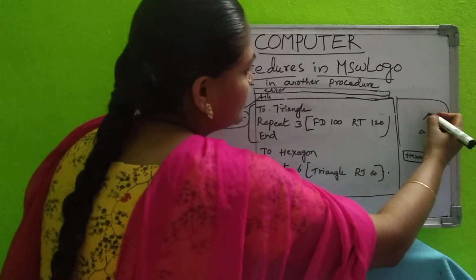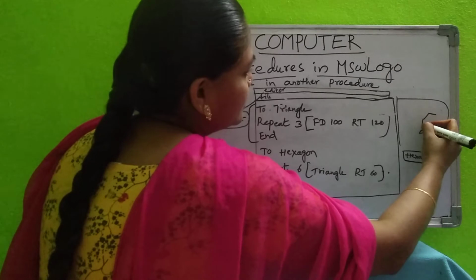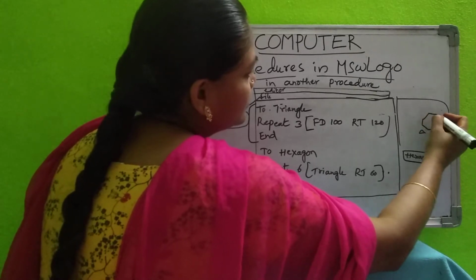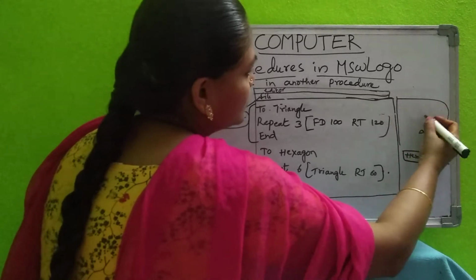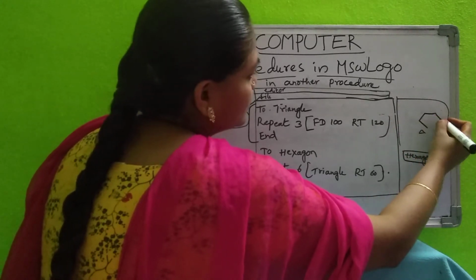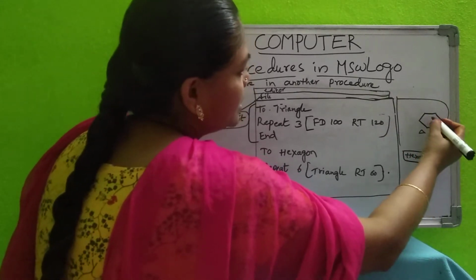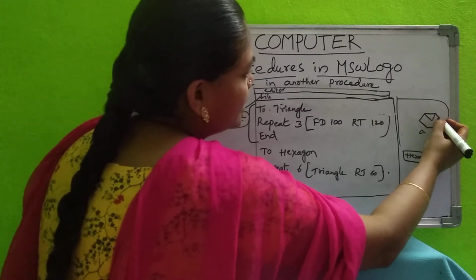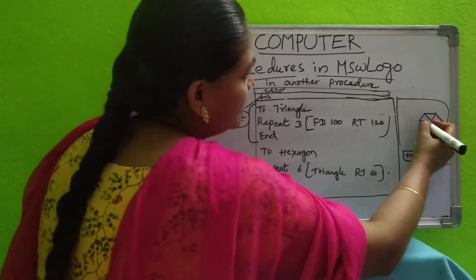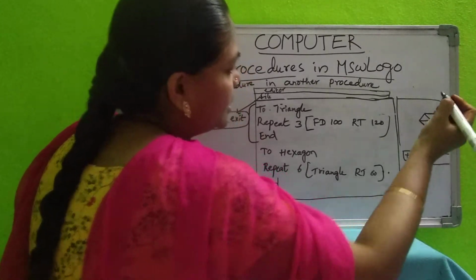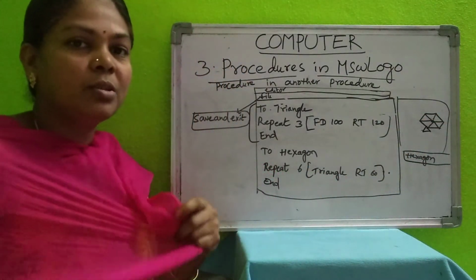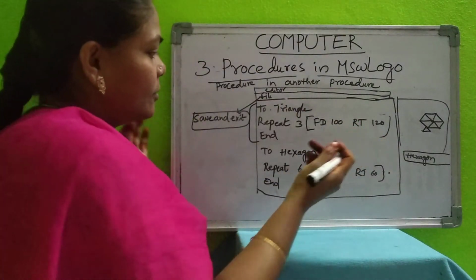So how many sides for a hexagon? 3, 4, 5. Hexagon. This is the hexagon. In this hexagon, the triangles will be drawn like this. Here will be the turtle. Like this, we can call one procedure in another procedure.